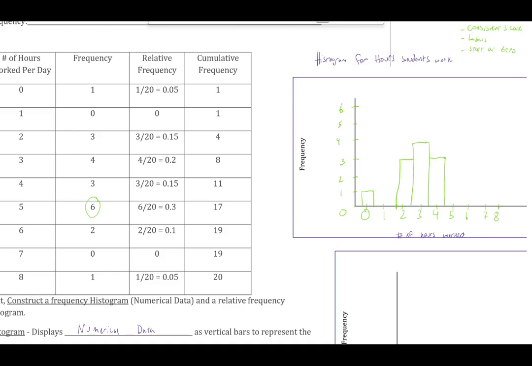6 students work 5 hours, so way up here. Connect this down here, connect that here. And I'm trying to do the best of my ability to keep the bars the same width. 2 students work 6 hours. No students work 7 hours, and 1 student works 8 hours. So there we go. We have our histogram for the number of hours students work.